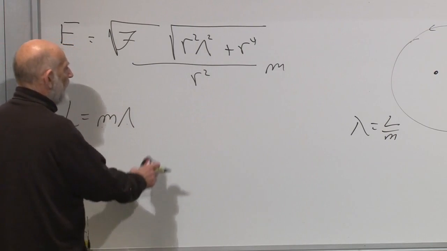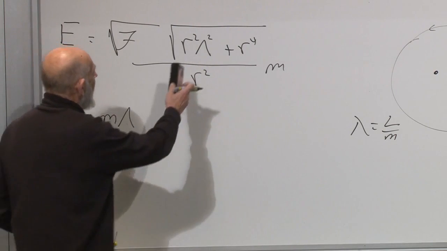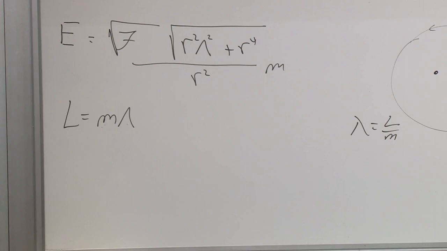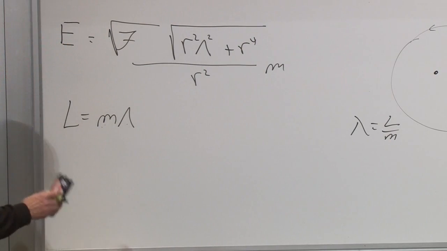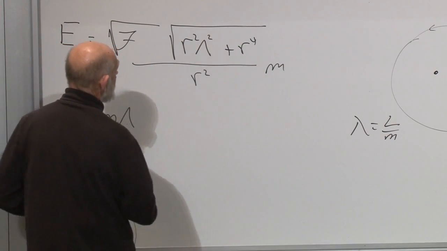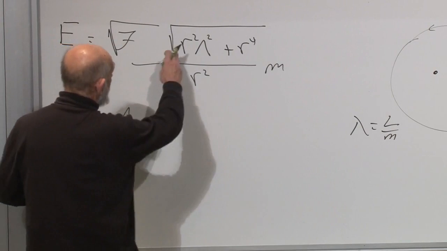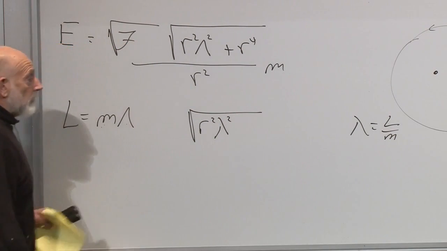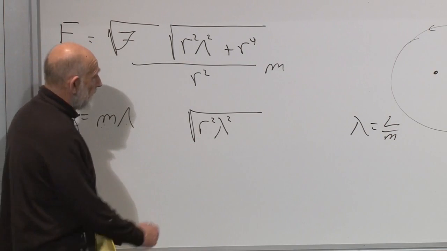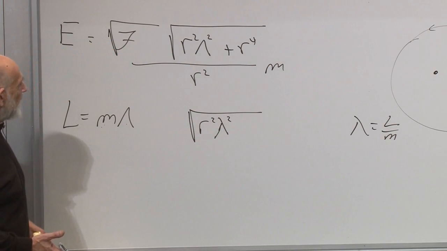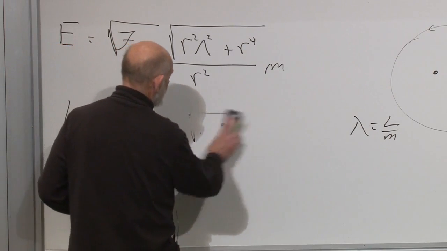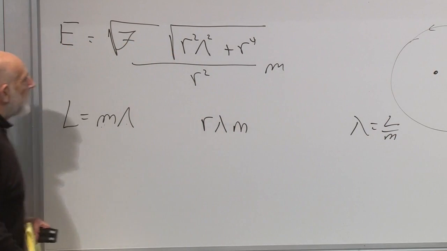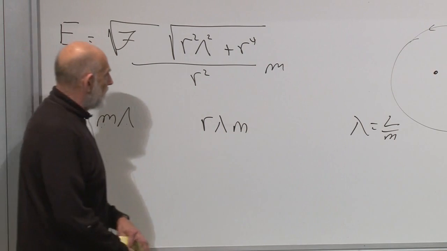If lambda is going to infinity, for any value of r, lambda squared times r squared will eventually be bigger than r to the 4th, and much bigger. So we can simplify this and just say what's under the square root here is just r squared lambda squared, and forget the r to the 4th because it's negligible when lambda gets very big. Well, that's just r times lambda. I don't need to write such a fancy expression. It's just r times lambda times m. But lambda times m is just the angular momentum.